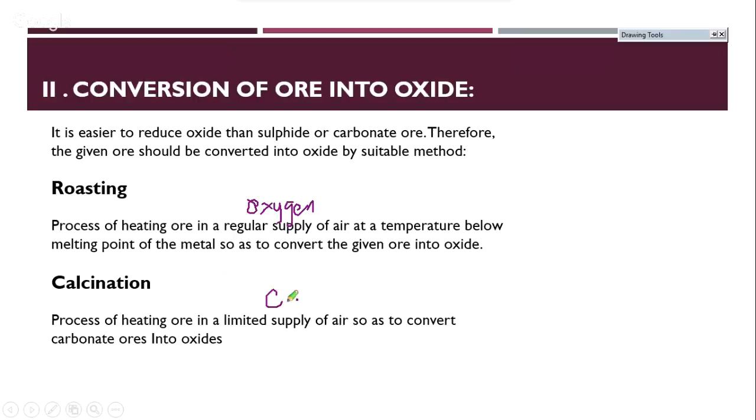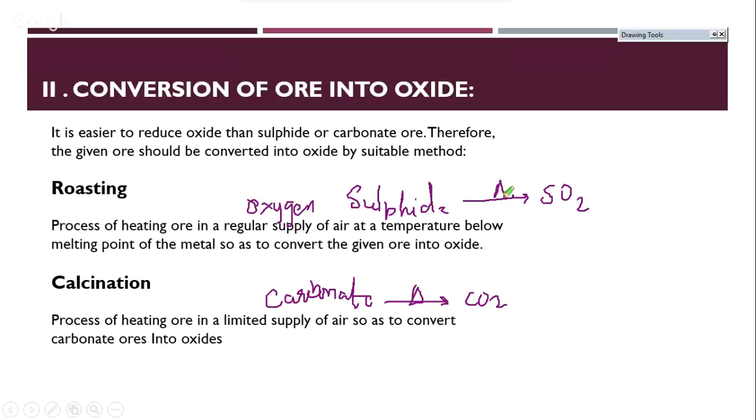Calcination mostly takes place with carbonate ores. Please note that, with carbonate ores. And roasting takes place with sulfide ores. Okay, because carbonate ores end up giving CO2 just on heating, and therefore there is no air required. But sulfide ores end up giving SO2 on heating, and therefore oxygen is required. So S gives SO2. So roasting is most suitable for sulfides, and calcination is most suitable for carbonate ores, to convert them into oxides.